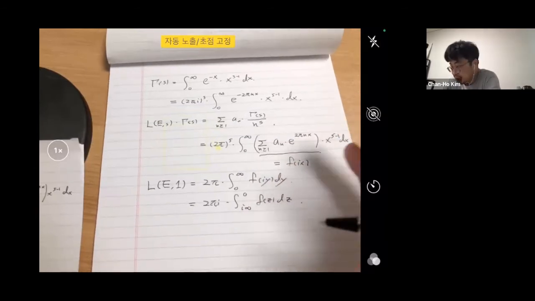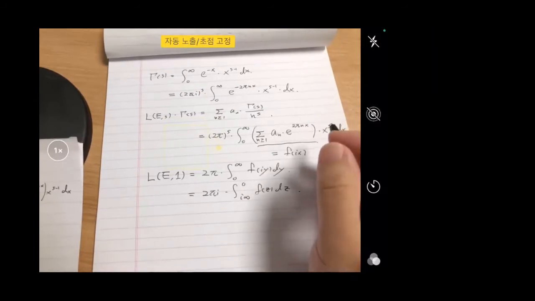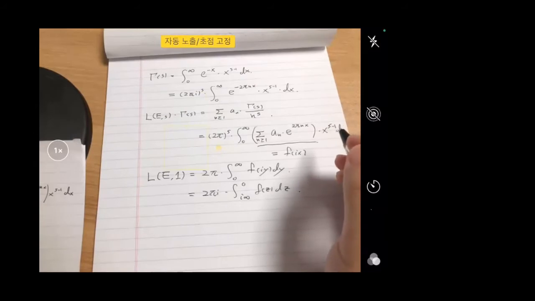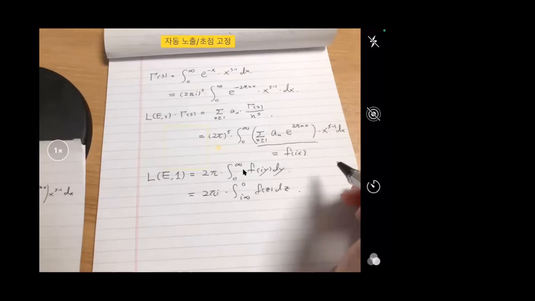Okay, it gives you kind of the motivation. Sorry, you're missing a 2 pi i in this. Where? On the third, fourth line. What happened to the i?